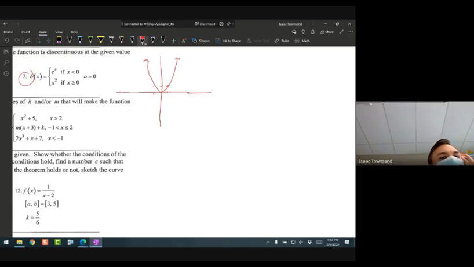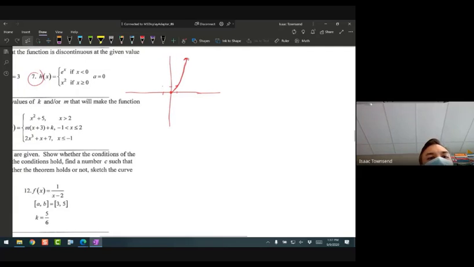Okay, so there's my x squared, but only when x is greater than or equal to 0. So I really only want to keep this piece. Don't keep that piece. Sorry, that's a little laggy there today.